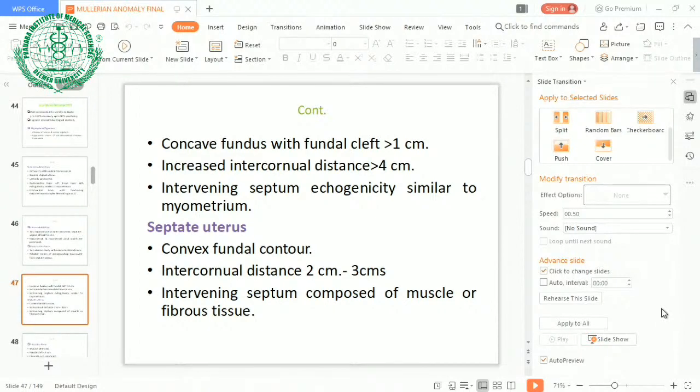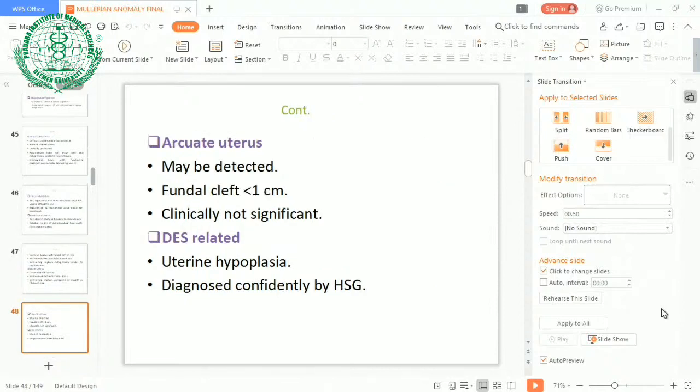Bicornuate: concave fundus with fundal cleft more than 1 cm, increased intercornual distance more than 4 cm, intervening septum with echogenicity similar to myometrium. Septate uterus: convex fundal contour, intercornual distance is 2 cm to 3 cm, intervening septum composed of muscle or fibrous tissue. Arcuate uterus may be detected. Fundal cleft less than 1 cm, clinically not significant.